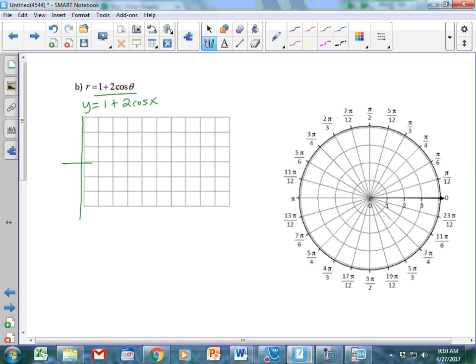So what all can you tell me about that graph right there? What is the amplitude of that graph? 2. What is the period of that graph? 2 pi. We haven't changed the period at all, right? We didn't do any kind of horizontal shrinking or stretching. Well, what did we do?